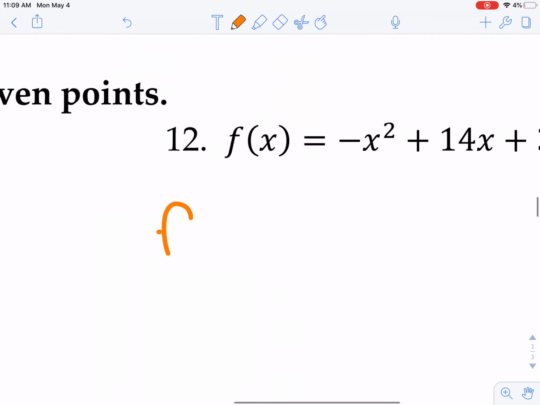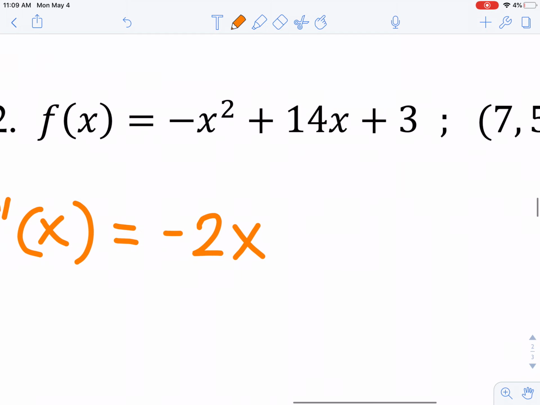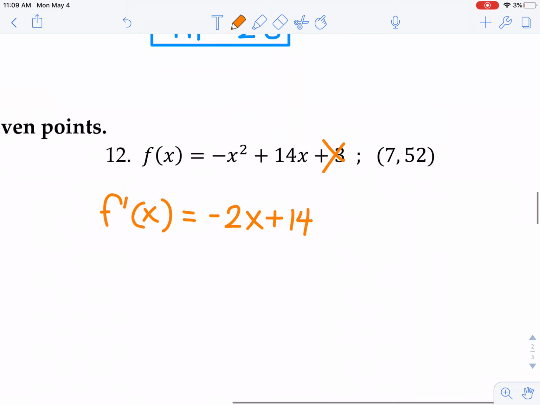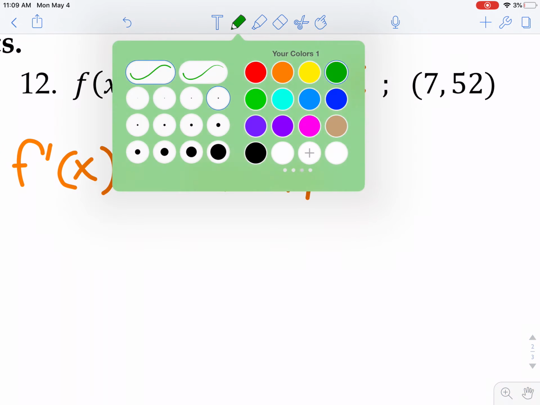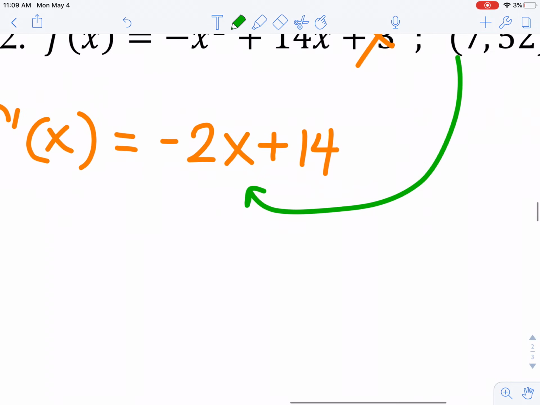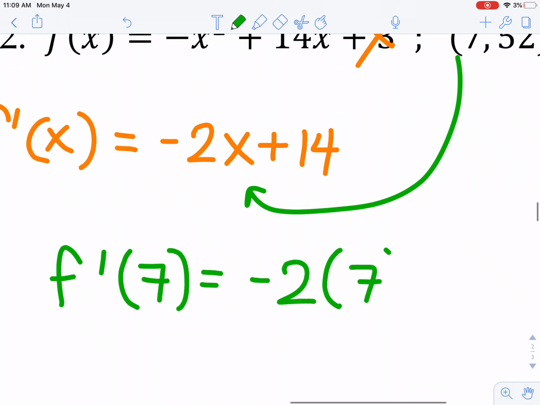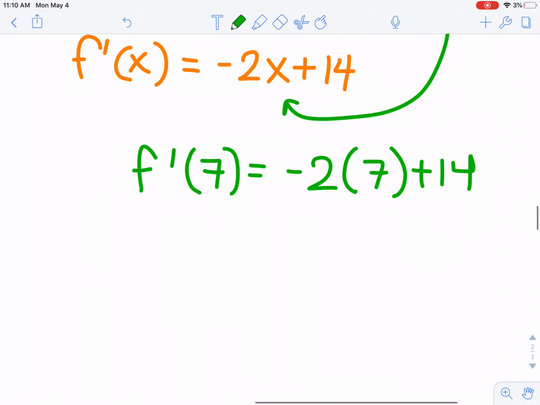All right, last but not least, f prime of x: drop down the 2, so that's negative 2x plus 14. The 3 goes away. Perfect. Let's plug in 7. So f prime of 7, negative 2 times 7 plus 14. Well, that's negative 14 plus 14, so f prime of 7 is 0.